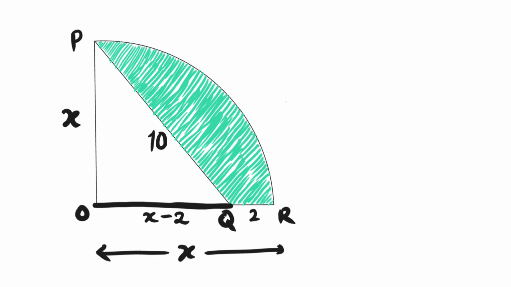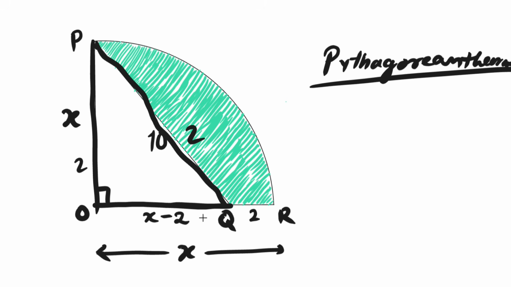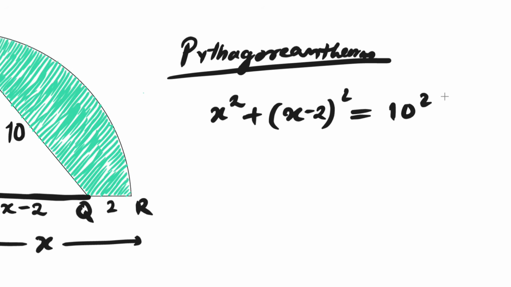At this stage, a very important theorem comes into play. Since this is a right triangle, we can apply the Pythagorean Theorem. Remember, the Pythagorean Theorem tells us that in any right triangle, the square of the hypotenuse equals the sum of the squares of the other two sides. So let's substitute our values. We get x squared plus the quantity x minus 2 whole squared equals 10 squared.